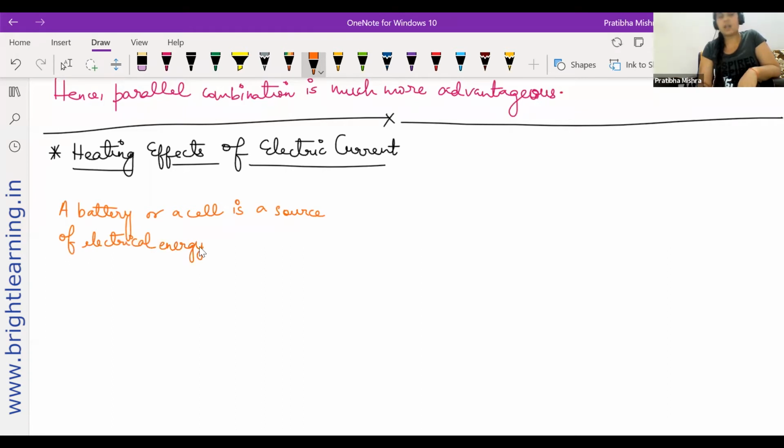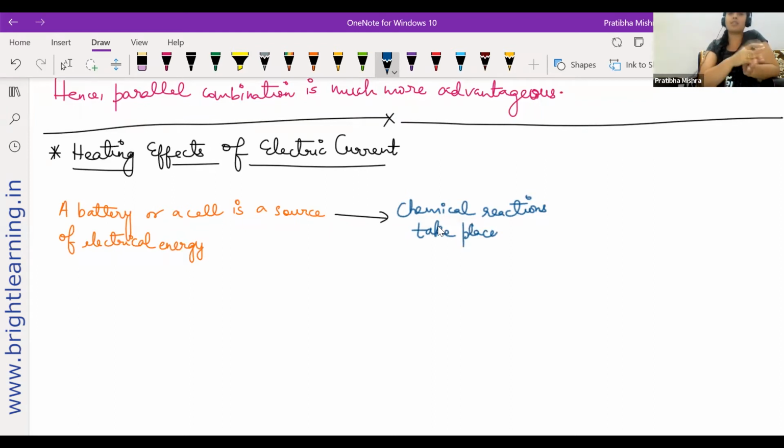Okay, now what will happen here? How will this electrical energy be produced? There will be some chemical reaction that will take place inside a cell, because they have positive and negative terminals, right? So what is the next step? The next process will be that chemical reactions take place. The cathode, anode, something like that. But that is in electrolytes, that's not in your physics. I'm just telling you, positive and negative terminals.